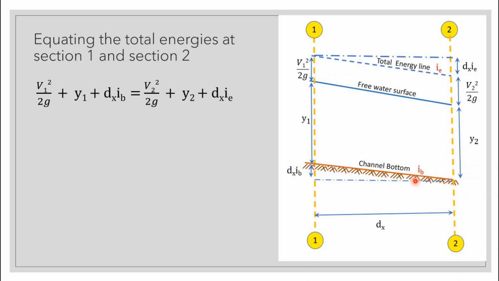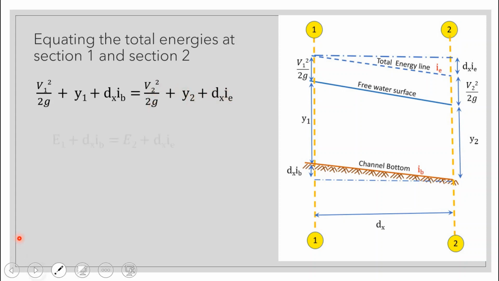See, if IB is the slope, this angle is theta, and sine theta will be this height divided by the hypotenuse, and the hypotenuse is almost equal to dx. We can write this height as IB into dx, since IB is also small. Similarly, here this height is dx into IE. According to Bernoulli's equation, total energies are the same, so we are equating the energies of section 1 and section 2: v1 square by 2g plus y1 plus dx IB is equal to v2 square by 2g plus y2 plus dx IE.